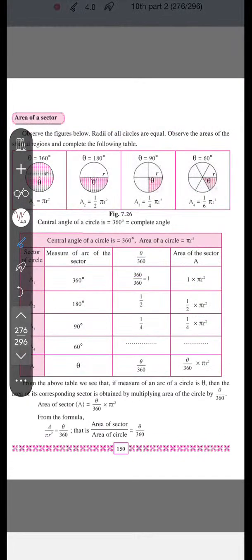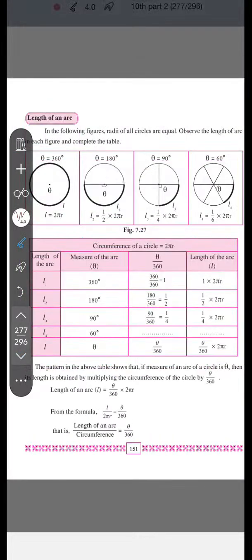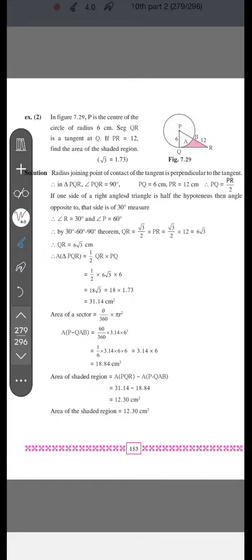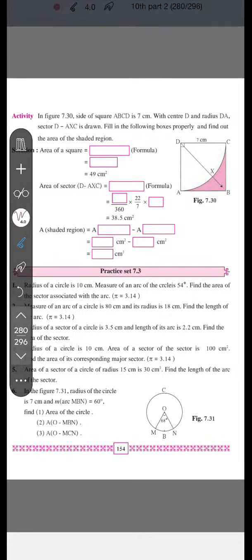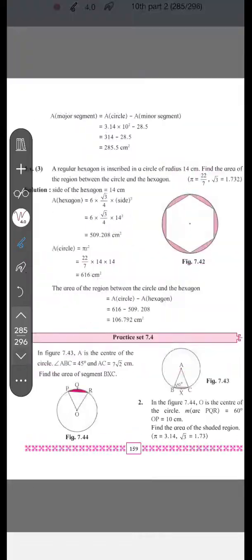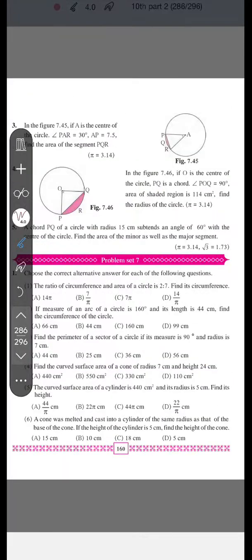So I think today we have covered half of the chapter. Tomorrow I will complete the remaining chapter, so stay tuned, come with your doubts and type your doubt in your chat box so I can continue. Tomorrow I will take practice set 7.3 and practice set 7.4, so we will finish the whole geometry book revision. When? Tomorrow. Stay tuned.